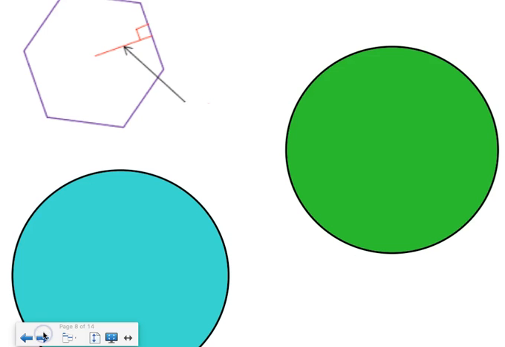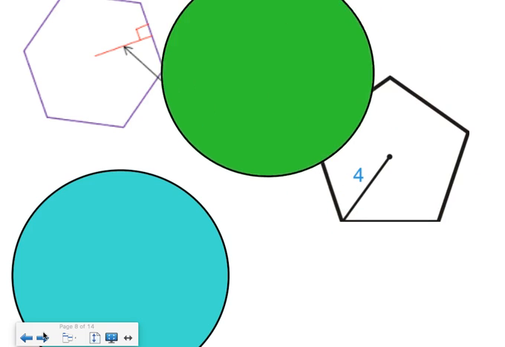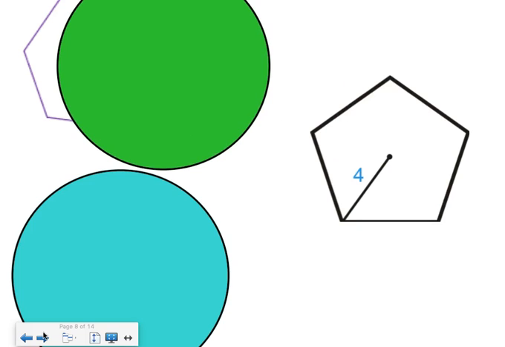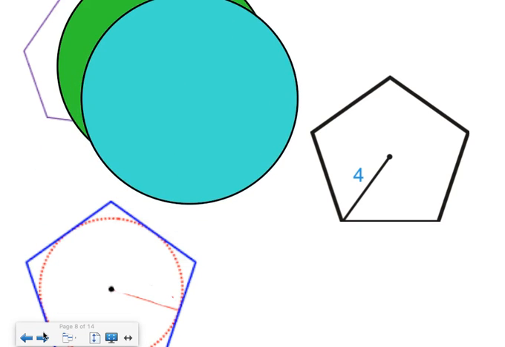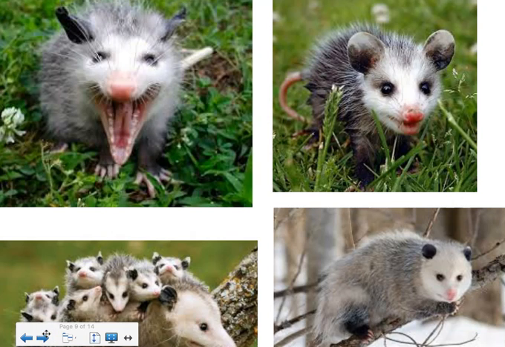Okay, let's look up here. What is that pointing to? Radius, apothem, or side length? Apothem. Okay, what about this one? Radius. What about that red line? A radius would go to a corner. The red line is the apothem. What are these? Side length.